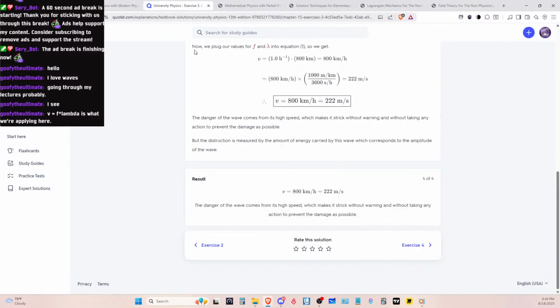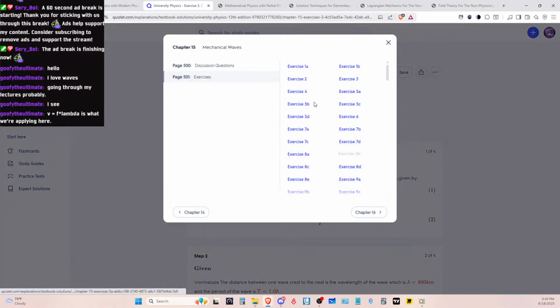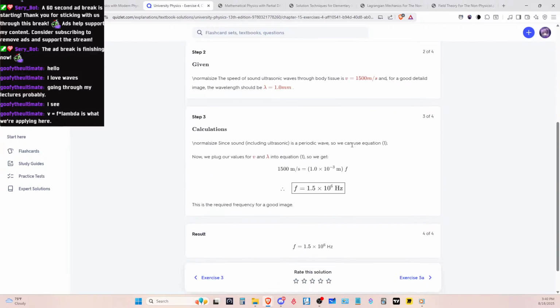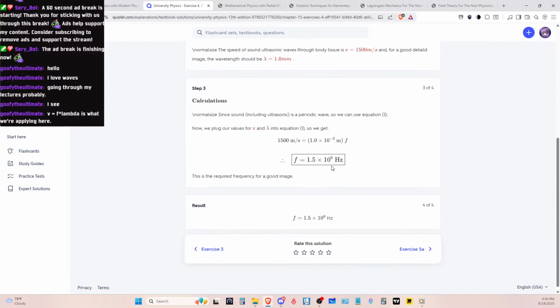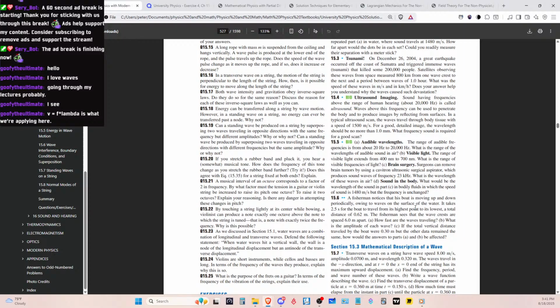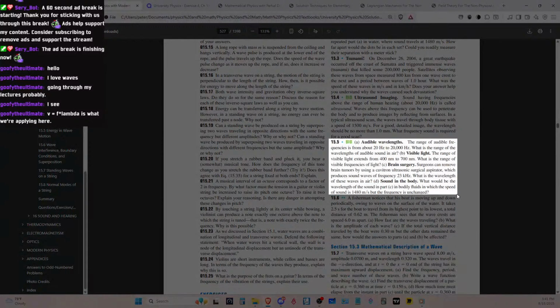So this is number 4. Let's see. Okay, hopefully we did this correctly. Yep, we got it right. 1.5 times 10 to the 6 hertz. That's a lot, guys. It shows you how far we've come in science. Don't you agree? That's really cool, actually. We learned a little bit about ultrasound. I love that.